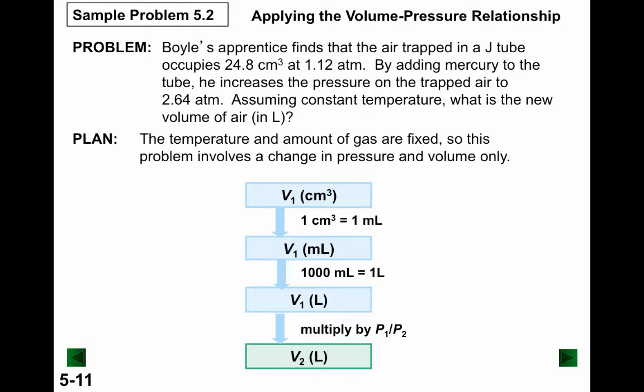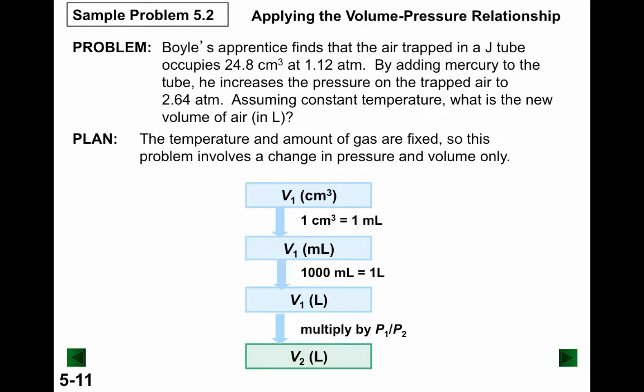Let's work a sample problem that illustrates Boyle's law. Notice right away that this problem involves the volume and pressure of a gas. This is a clue to use Boyle's law. Sometimes word problems can be a little confusing, so I always tell my students to write down what you know because this will help you figure out what you are trying to find. This problem tells us that the initial air in the tube occupies a volume of 24.8 cubic centimeters at 1.12 atmosphere. Therefore, V1 equals 24.8 cubic centimeters and P1 equals 1.12 atmospheres.